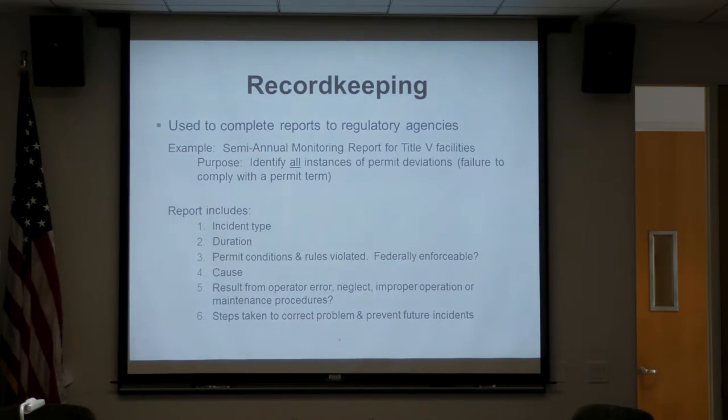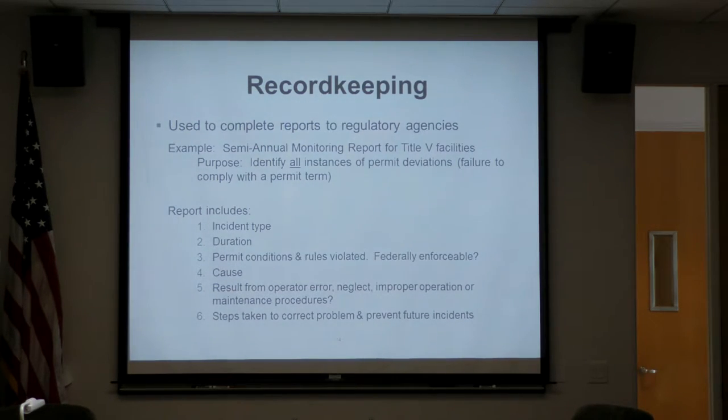The purpose of this report is to identify all instances of permit deviations, which means failure to comply with a permit term. So for example, at RP5, if we did not perform the smoke test every 6 months, I would have to include that in the report. And basically the report includes what the incident was, how long it lasted, which permit conditions and rules were violated, and whether or not those rules were federally enforceable.